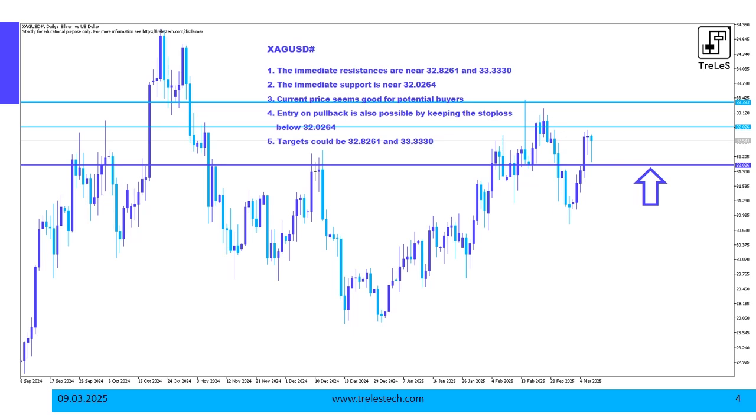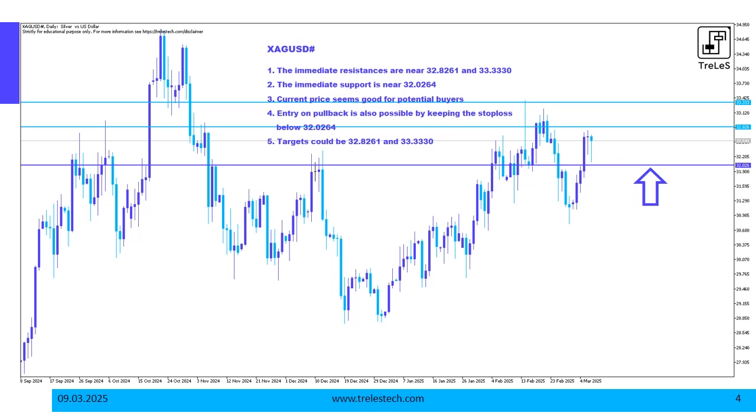Currently, the immediate resistance is near 32.8261 and 33.3330, while the immediate support level is around 32.0264. Given the price action, this level looks favorable for potential buyers.